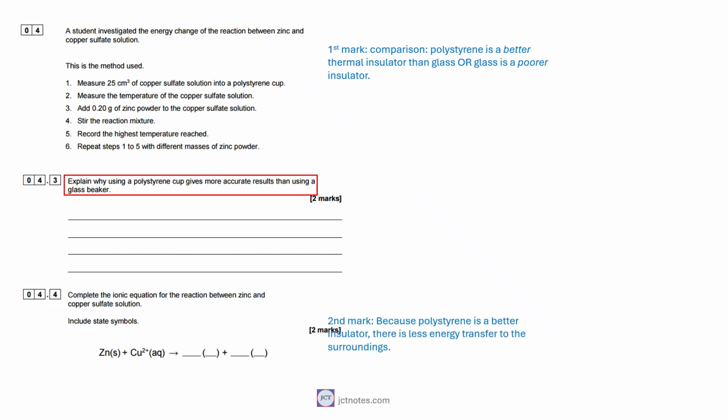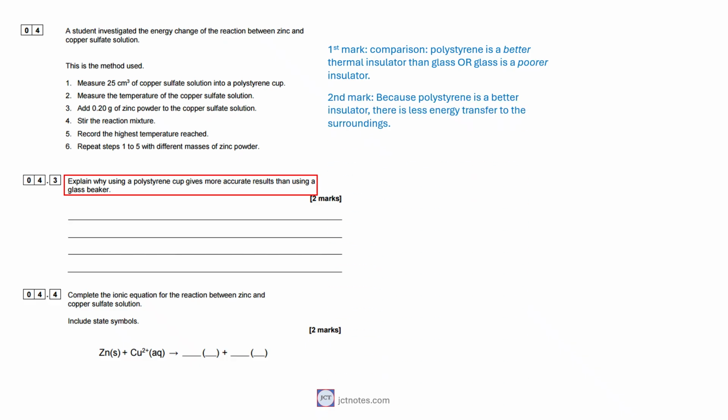For the second mark, you need to explain the impact of this. Because polystyrene is a better insulator, there is less energy transfer to the surroundings. Be careful with your wording here too. The examiner noted that many students incorrectly claimed that no energy is lost when using polystyrene. Some energy is always lost, so ensure you say less energy is transferred or lost to the surroundings.